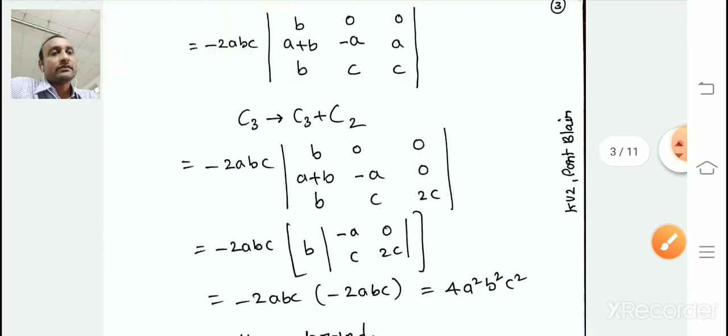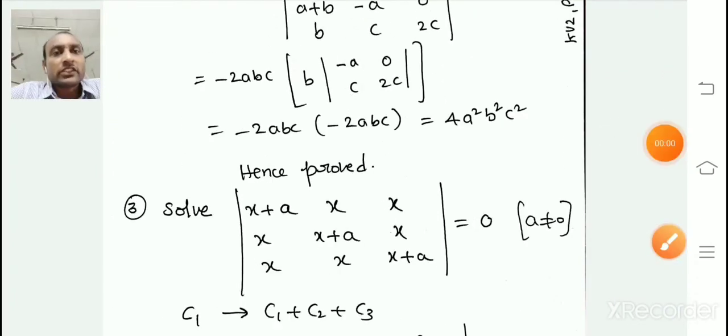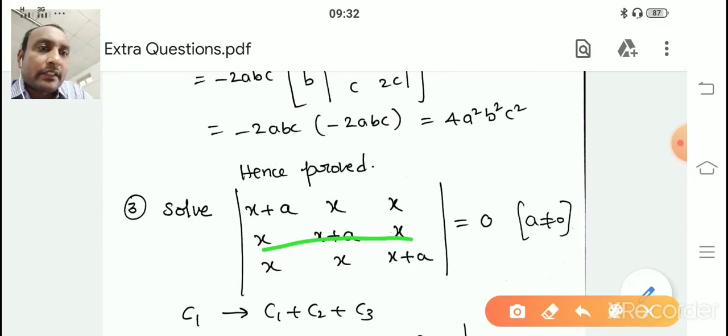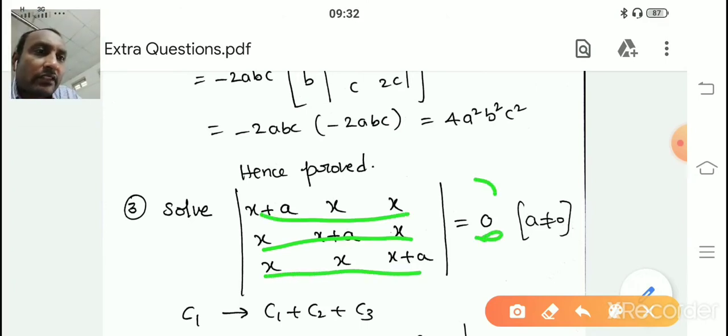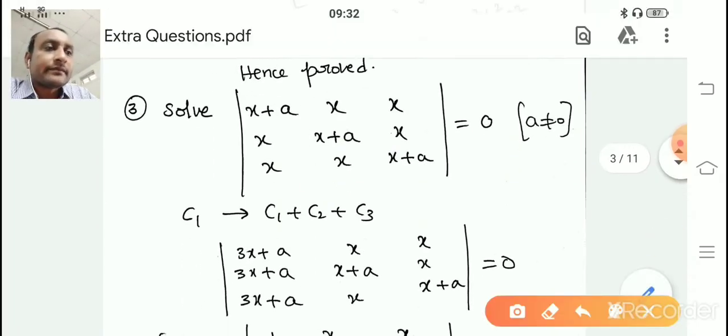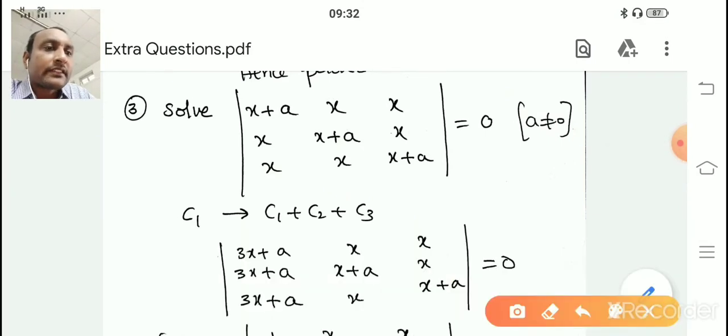Next, third question: solve the determinant with x plus a, x plus a, x like that. The question is given equal to 0, and we have to find out the value of x. Solve means find the value of x. How to find out the value of x? Let us see.